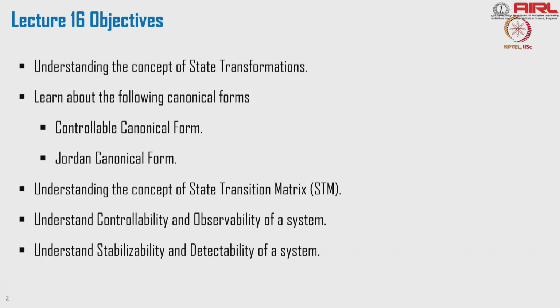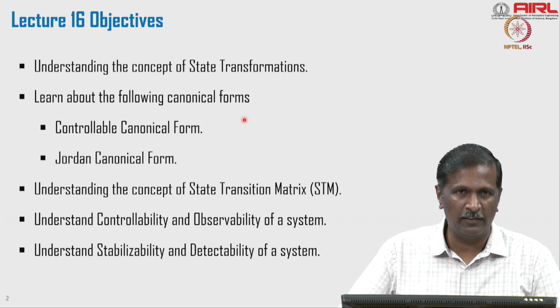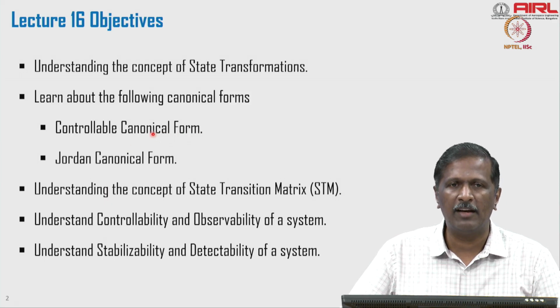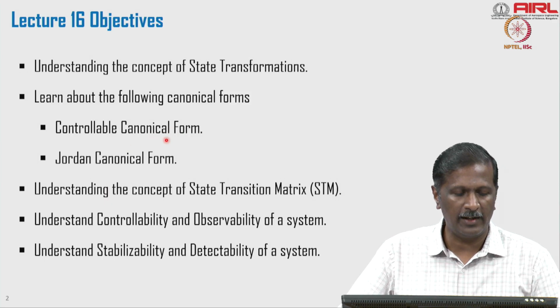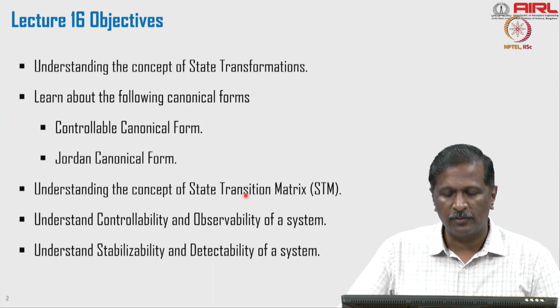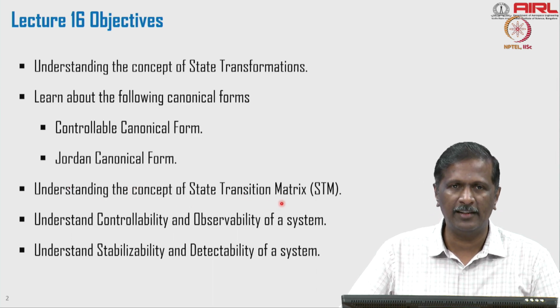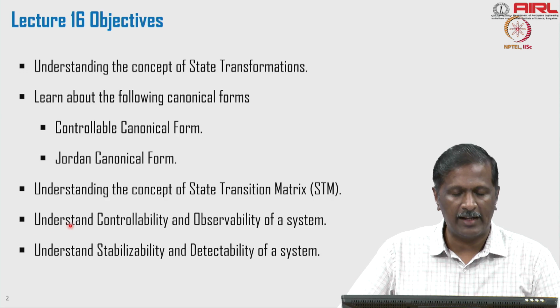So what's the objective of today's lecture? We're going to understand the concept of state transformations, learning about canonical forms. Particularly we are going to focus on two: controllable canonical form and Jordan canonical form. In addition to that, we have the observable canonical form. Understanding the concept of state transition matrix, and how it will be useful. Understand controllability and observability of the system.